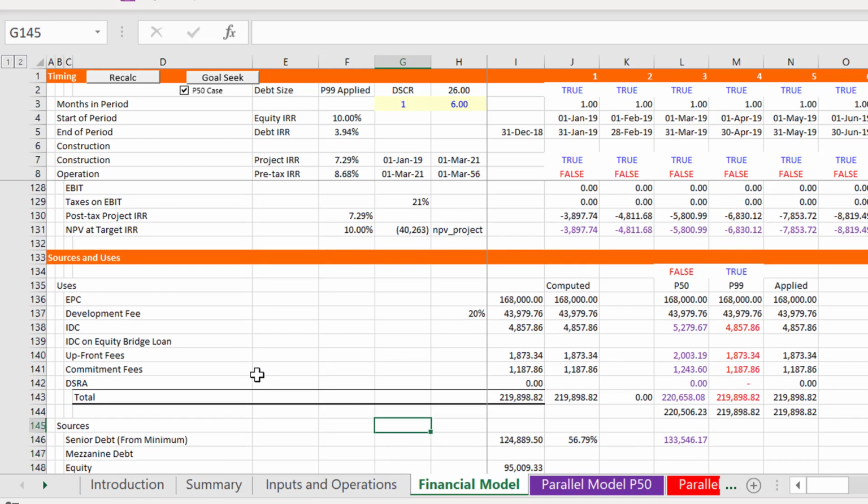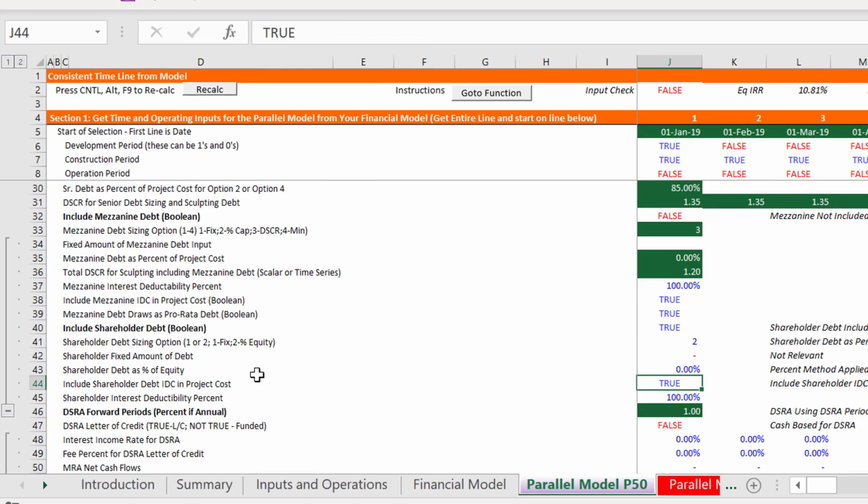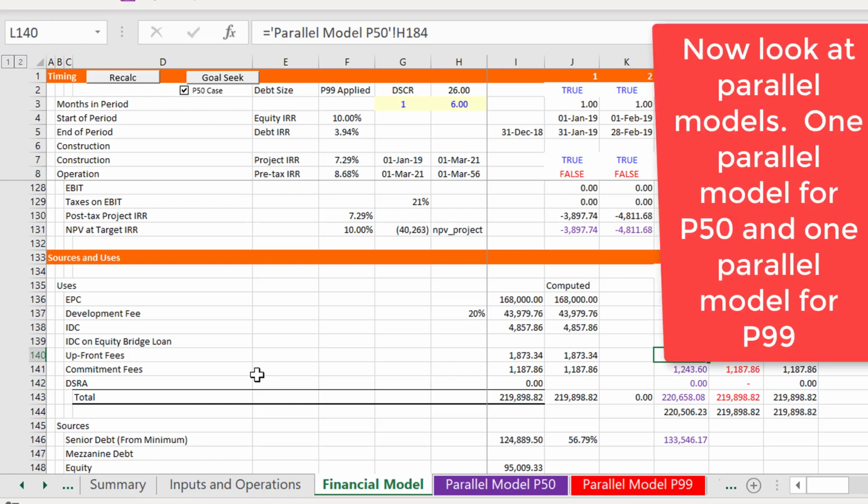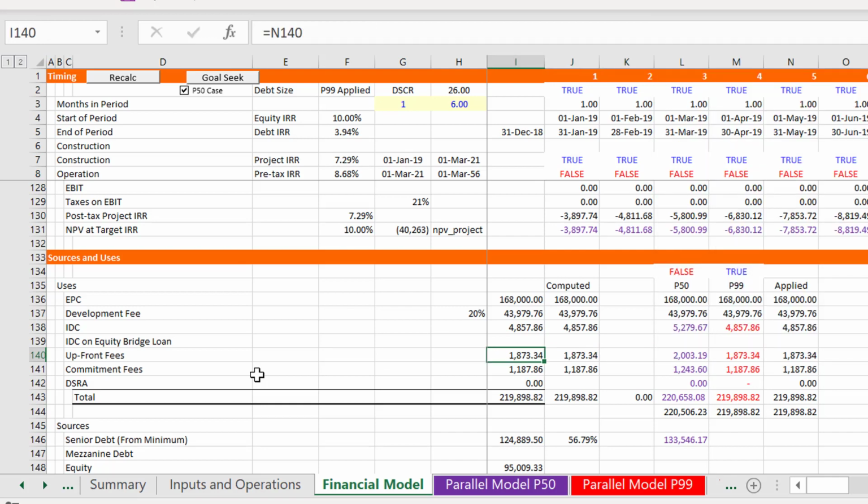refinancing. Now, this is where it gets a little bit complicated. Because if there's a P99 versus a P50, and you notice that there are parallel models for the P50 and the P99, this is not easy. But if you have a different debt size that comes from P50 or P99, you're going to have to figure out which one gives you the lower amount of debt, and the amount of the fees and the IDC will have to come from the appropriate either P99 or P50. So it's a little bit complicated.